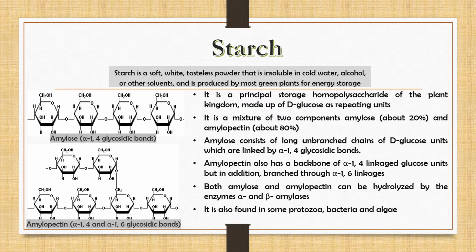Its molecular weight ranges from a few thousand to about 500,000. It gives a blue color with iodine due to the iodine-amylose complex, in which the iodine molecule occupies a position in the interior of the helical coil. Amylopectin also has a backbone of alpha-1,4 linked glucose units, but in addition, it branches through alpha-1,6 linkages. The average length of branching is from 24 to 30 glucose residues. It gives a purple color with iodine.